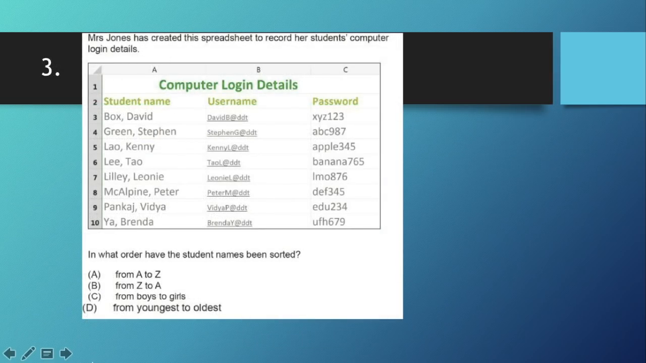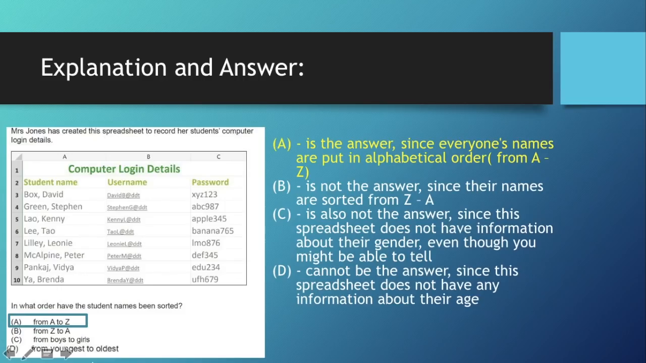This question is about what order the names have been sorted. A is the answer since everyone's names are put in alphabetical order. B is not the answer since their names are sorted from Z to A. C is also not the answer since this spreadsheet does not have any information about their age. D cannot be the answer since this spreadsheet has no information about their age.